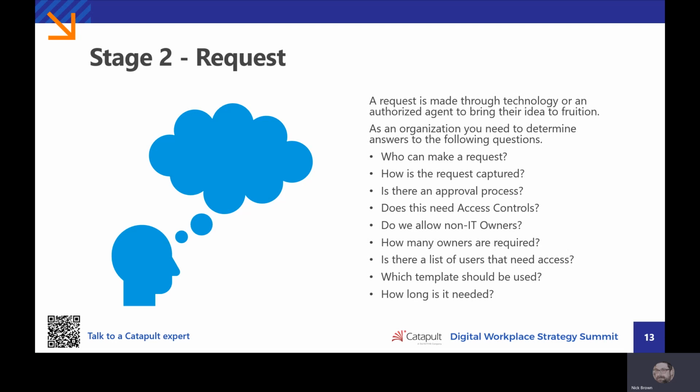Stage 2 represents request. A request is made through technology or an authorized agent to bring their idea to fruition. As an organization, you need to determine answers to the following questions. Who can make a request? Is this restricted to a subset of users or open to the organization? How is the request captured? Are we using out-of-the-box tools? Is there a form that goes to a specific agent, or is there an app that handles these requests? Is there an approval process? Does this need access controls? Regarding access controls, is this internal public or internal private? Are we allowing external users?